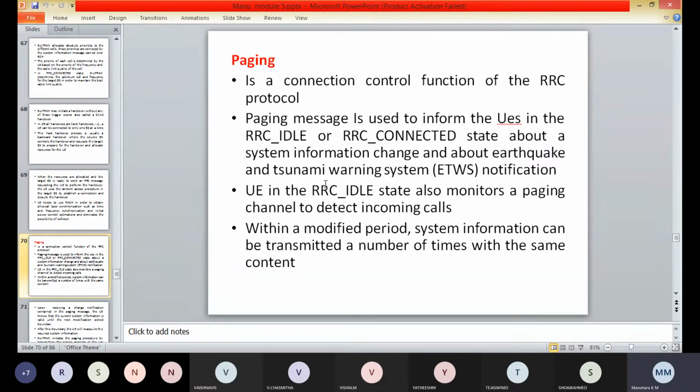the incoming calls. This system information can be transmitted a number of times with the same content within a modification period. Upon receiving a change notification which is contained in the paging message, the user equipment will know that the current system information is valid until the next modification period boundary. The E-UTRAN will initiate the paging procedure by transmitting the paging message at the user equipment's paging occasion.